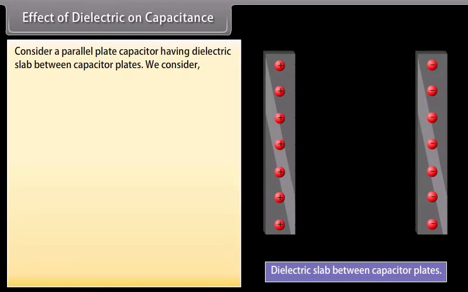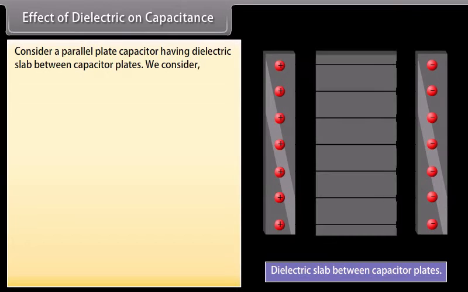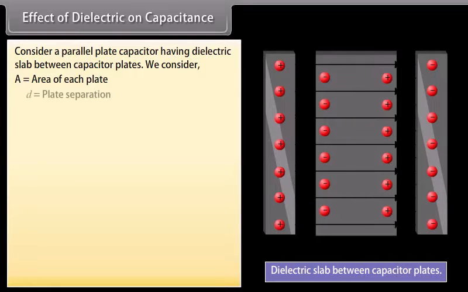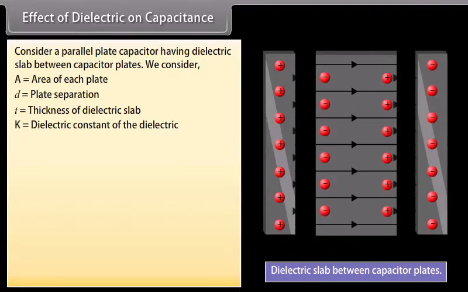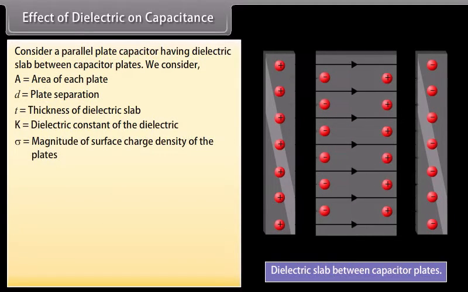Consider a parallel plate capacitor having a dielectric slab between the capacitor plates. We consider A is equal to area of each plate, D is equal to plate separation, T is equal to thickness of dielectric slab, K is equal to dielectric constant of the dielectric, sigma is equal to magnitude of surface charge density of the plates.